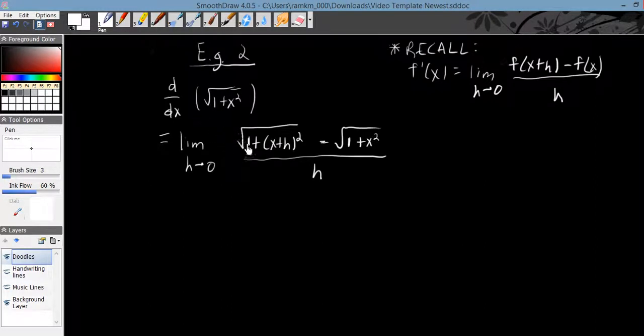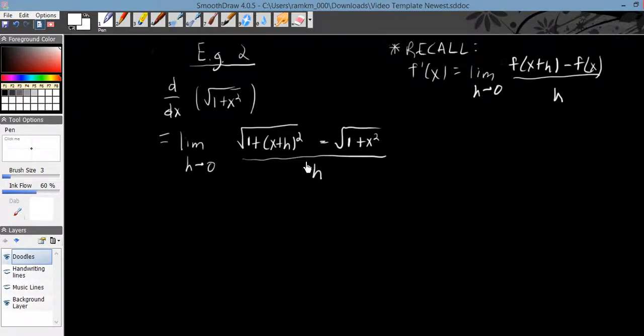And in this particular case, f of x plus h is the square root of 1 plus the quantity x plus h squared, everything under that square root. And the function evaluated at x is just the function itself, so minus the square root of 1 plus x squared, and then all of that's divided by h.